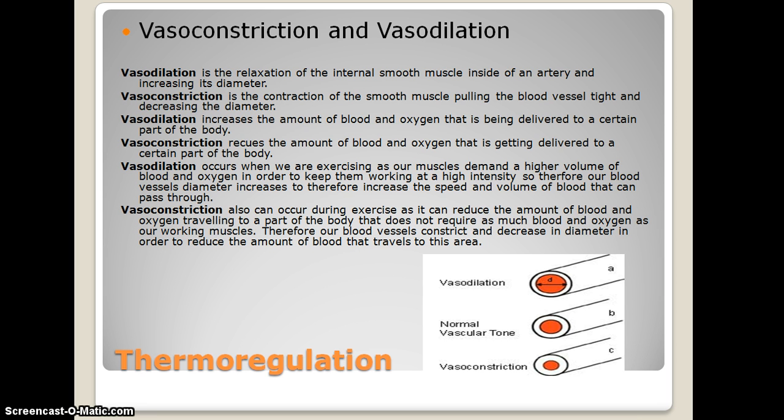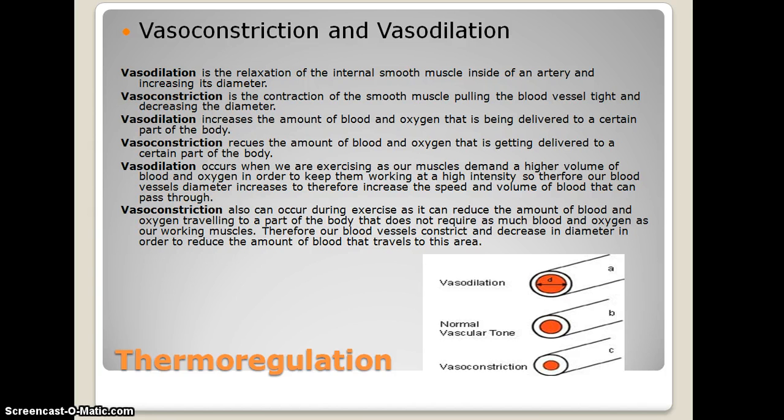Thermoregulation. This is basically vasoconstriction and vasodilation of arteries and veins. Vasodilation is the key one, as vasodilation is the relaxation of the smooth muscle inside an artery. Therefore it will dilate and expand, allowing more blood to pass through. Vasoconstriction is the opposite. It's where the artery contracts and the smooth muscle pulls the blood vessel in tight and decreases in diameter, therefore decreasing the volume of blood that's allowed to pass through.